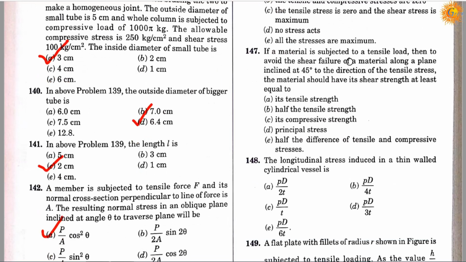Question number 147. If a material is subjected to a tensile load, then to avoid the shear failure of a material along a plane inclined at 45 degrees to the direction of the tensile stress, the material should have its shear strength at least equal to option A, its tensile strength, option B, half the tensile strength, option C, its compressive strength, option D is a principal stress, option E is a half the difference of tensile and compressive stresses. Correct answer is B, half the tensile strength.